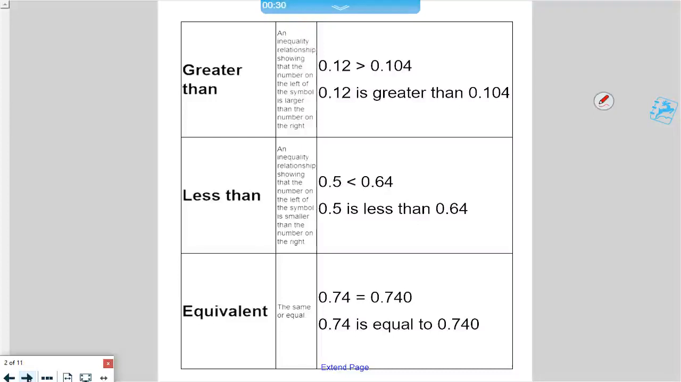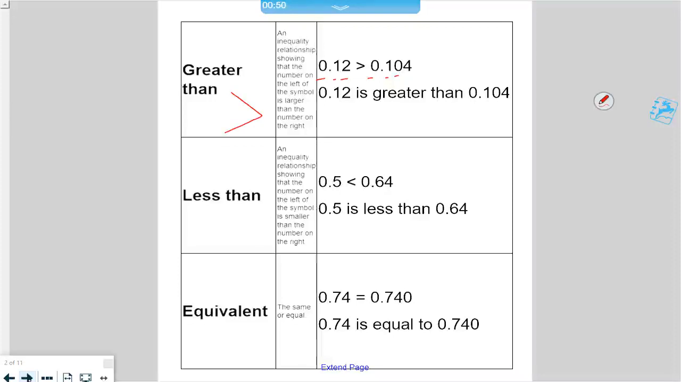So when we look here, and this is what we're going to get into, we're going to compare our numbers. 0 and 0 is the same. 1 and 1 is the same. 2 is bigger than 0. So therefore, 12 hundredths is greater than 104 thousandths. Greater than is always opening, our alligator's eating the biggest.